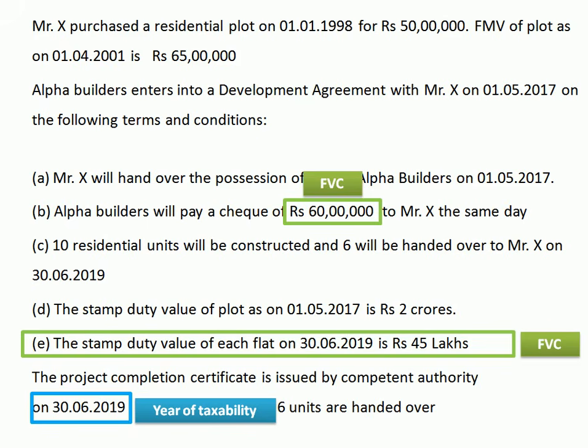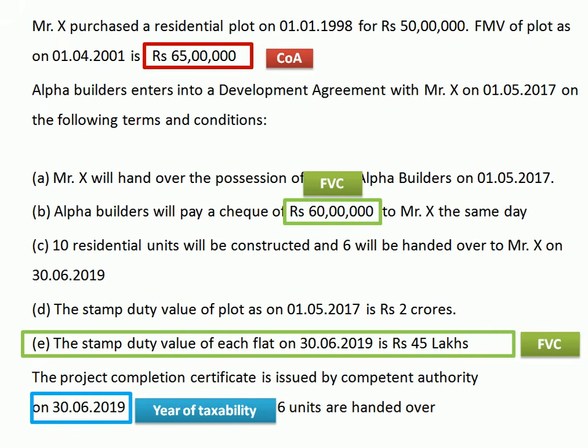Thirdly, the cost of acquisition. If you see the first line of the problem, the cost of acquisition is 50 lakh, but the fair market value on 1/4/2001 is 65 lakhs. Since the property was purchased before 1/4/2001, Mr. X has an option to choose between the two, and he would obviously opt for the higher of the two, which is 65 lakhs, as the cost of acquisition.